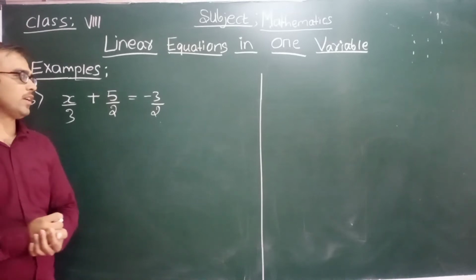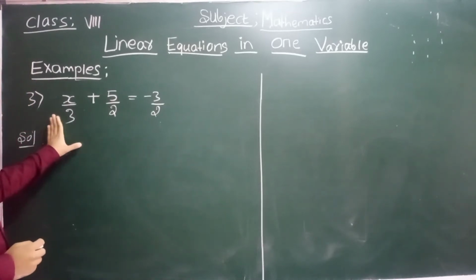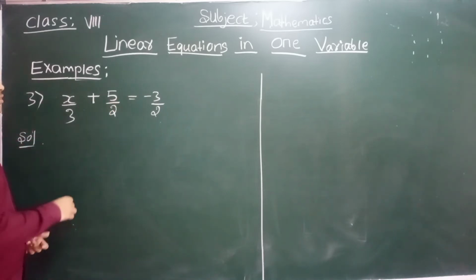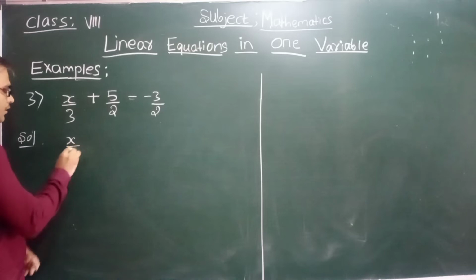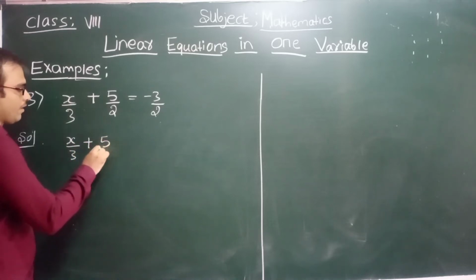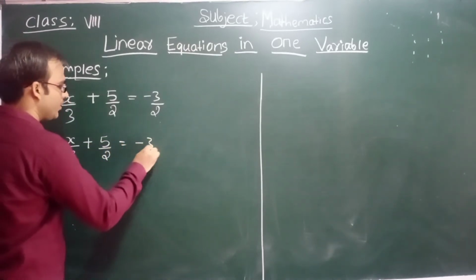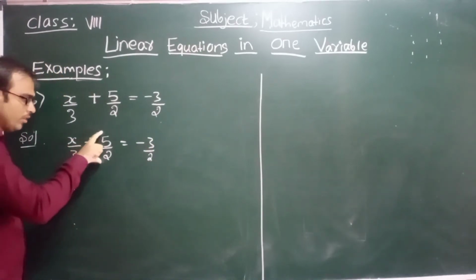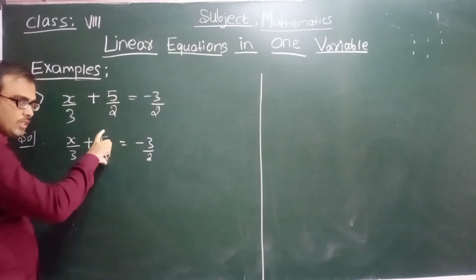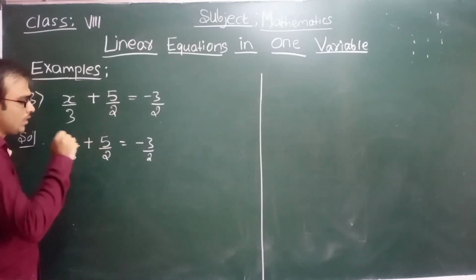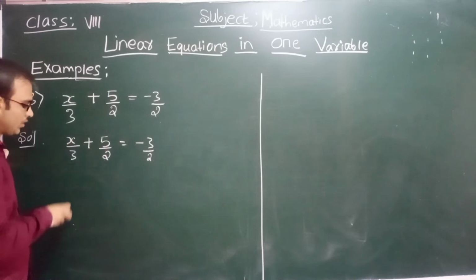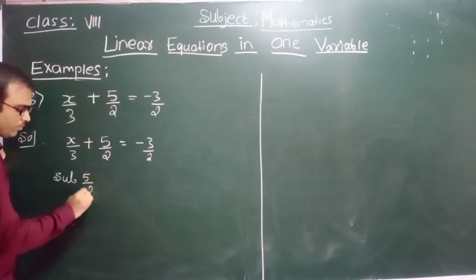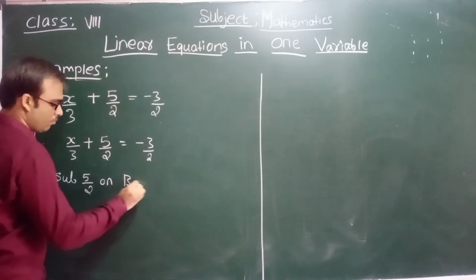Now we'll solve the third question. What is given? x by 3 plus 5 by 2 equals minus 3 by 2. Let me rewrite it once again: x by 3 plus 5 by 2 is equal to minus 3 by 2. What is the first thing? We need to remove this one. If you want to remove this, what do we need to do? We need to subtract 5 by 2 on both sides.